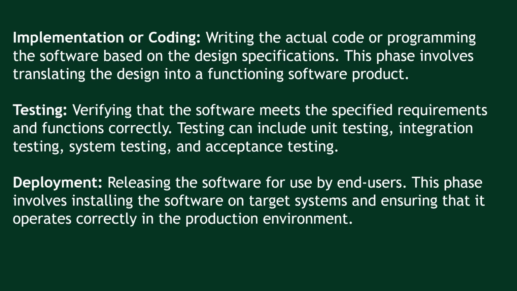Implementation or coding. Writing the actual code or programming the software based on the design specifications. This phase involves translating the design into a functioning software product. Testing, verifying that the software meets the specified requirements and functions correctly. Testing can include unit testing, integration testing, system testing, and acceptance testing. Deployment, releasing the software for use by end users. This phase involves installing the software in target systems and ensuring that it operates correctly in the production environment.